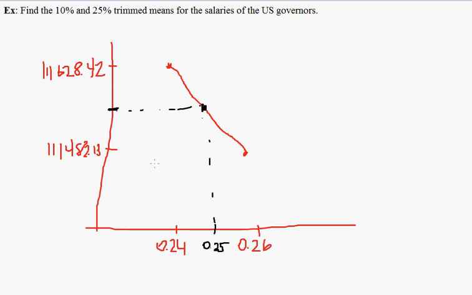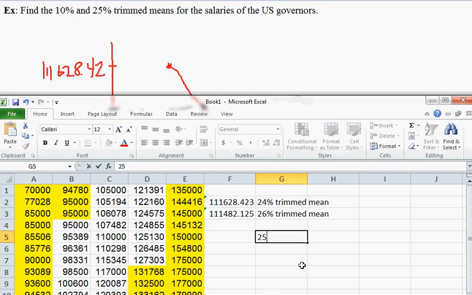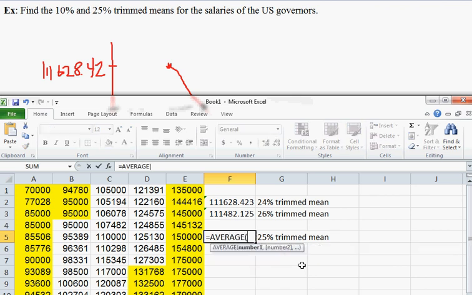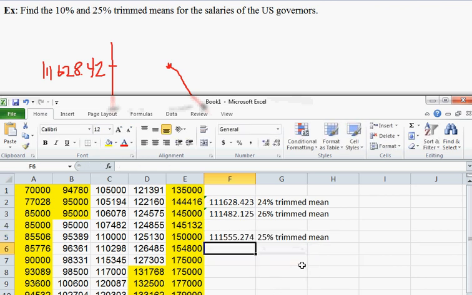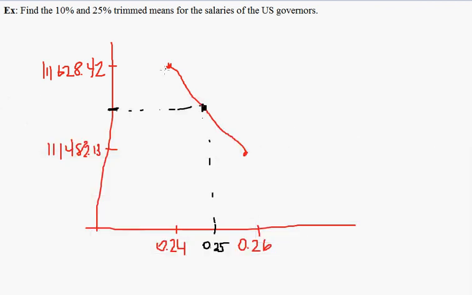That's a lucky accident for this problem. If the number in black here was, say, over here someplace, then I could take some kind of weighted average, or I could just literally find the equation of the line between these 2 points and then figure out the y-coordinate that goes with my x-coordinate. So my 25% trimmed mean in this case is easy. It'll just simply be the average of these two numbers, and so my answer is $111,555.28 or 27 cents.